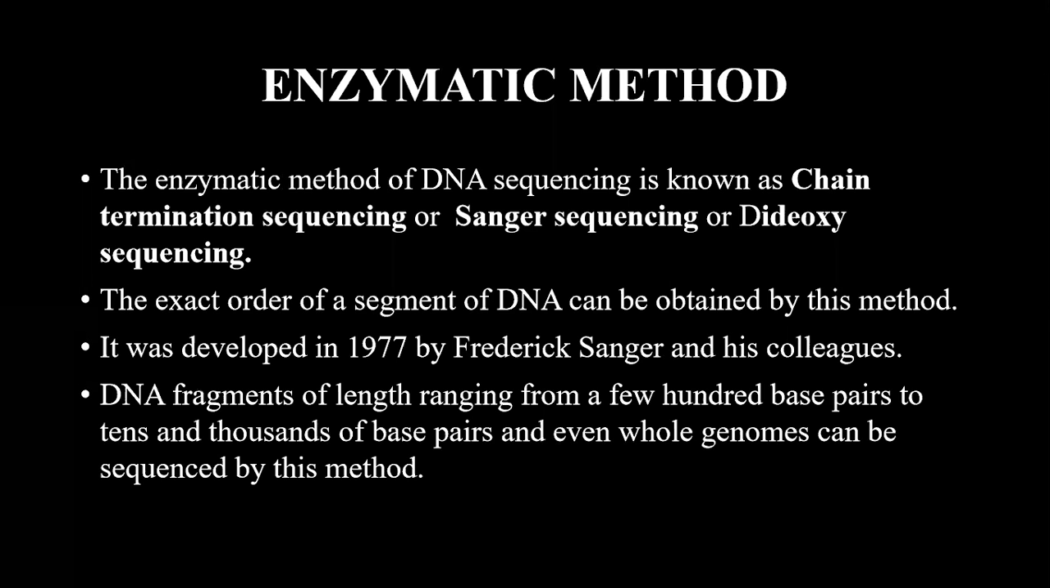Though there are different methods of DNA sequencing, the steps involved in the process follow a generalized pattern. Talking about the enzymatic method of DNA sequencing, it is known as chain termination sequencing or Sanger sequencing or dideoxy sequencing. The exact order of a segment of DNA can be obtained by this method. This method was developed in 1977 by Frederick Sanger and his colleagues. DNA fragments of length ranging from a few hundred base pairs to tens of thousands of base pairs or even whole genomes can be sequenced by this method.